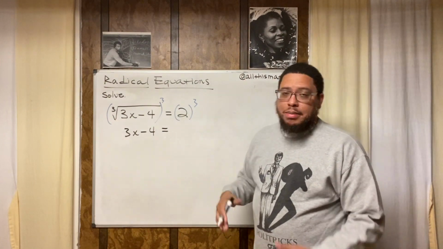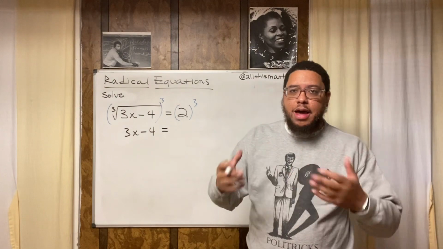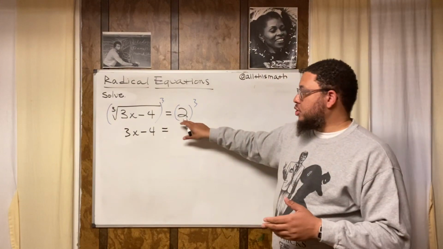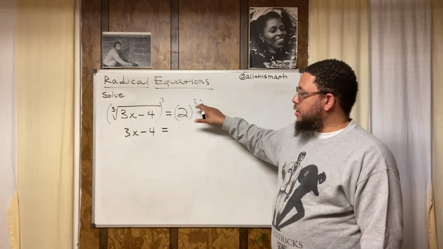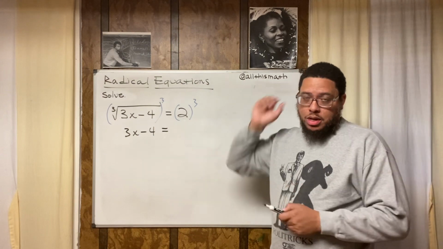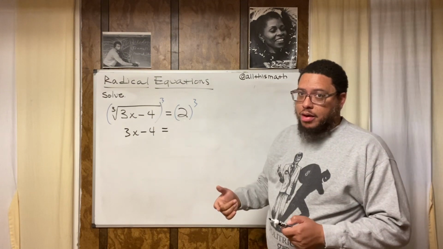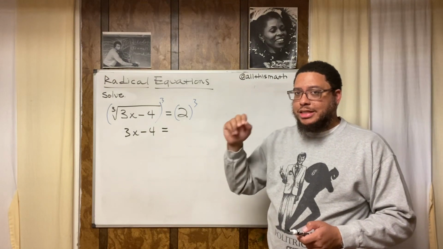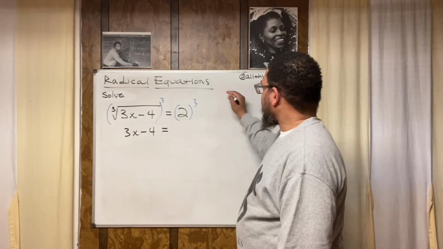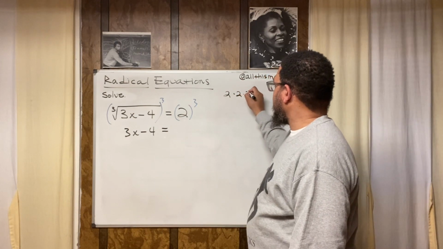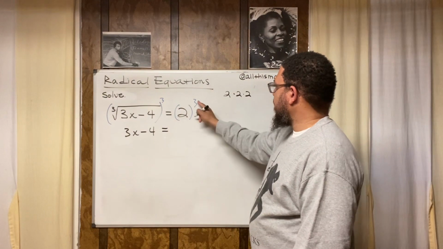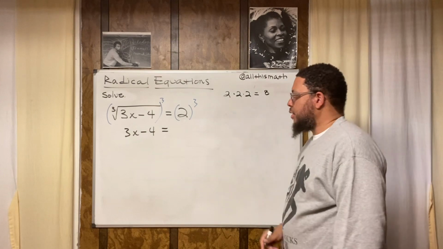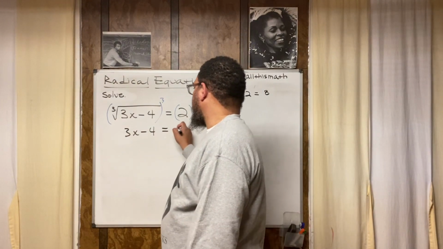2 to the third power enables us to show what's happening in a multiplication sentence without writing out the entire multiplication sentence. This 2 is the number that's being multiplied, and our exponent, or our power, tells us how many times it shows up in the multiplication sentence. So we got 2 times 2 times 2. 2 is my base, 3 is the number of times it shows up. 1, 2, 3, which is 8. Again, not 6. So now I got 3x minus 4 is equal to 8.